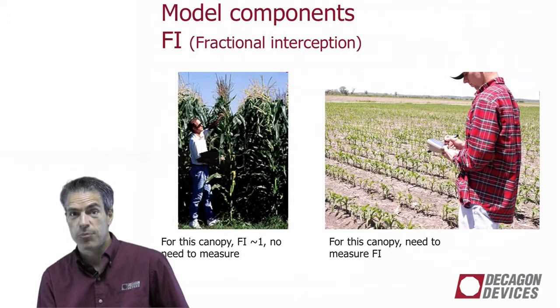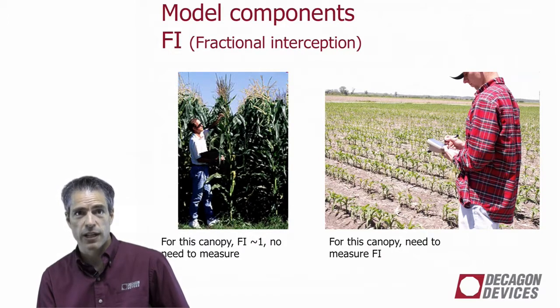But for most canopies, they're more similar to the picture on the left, where we have some leaf area with some soil that is also visible through that canopy. And in this case, we would need to measure fraction of interception. So how is this done?